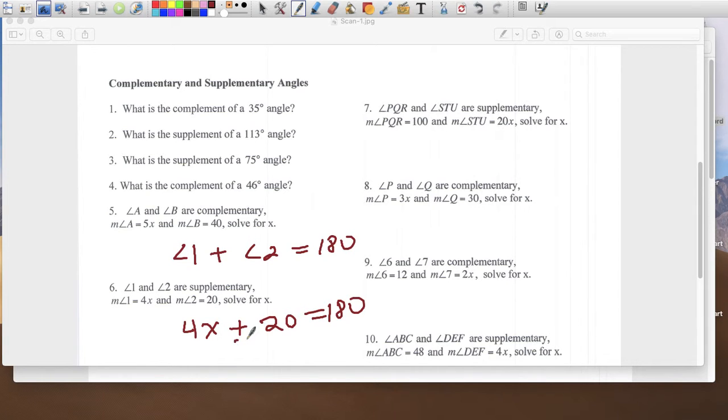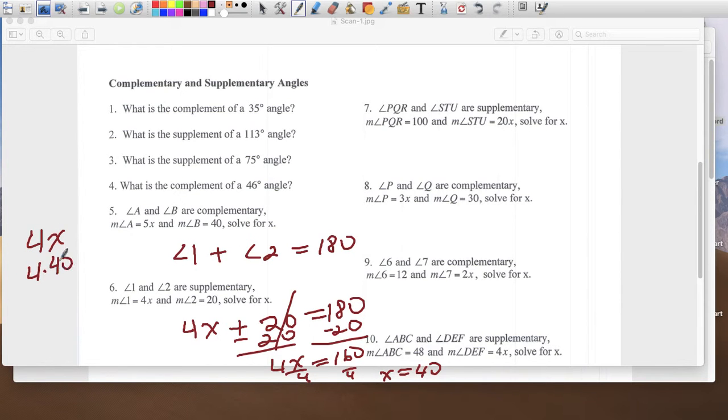So minus 20, minus 20, I get 160. These cross out, and I get 4x. And then if I divide both sides by 4, I get x equals 40, right? And it does make sense because if I substitute over here, angle 1 is 4x, and if I multiply 4 times 40, I get 160. One angle is 160, and the other angle is 20, and if I add those two, I get 180.